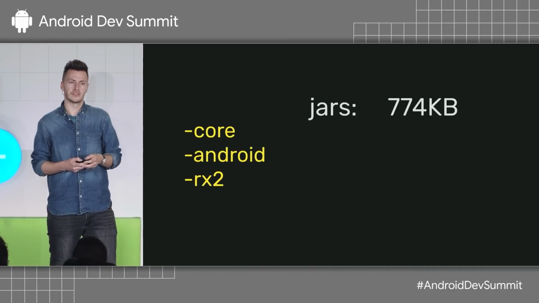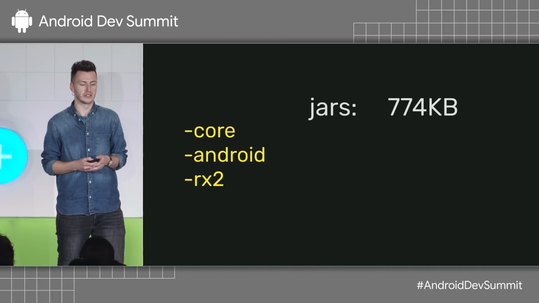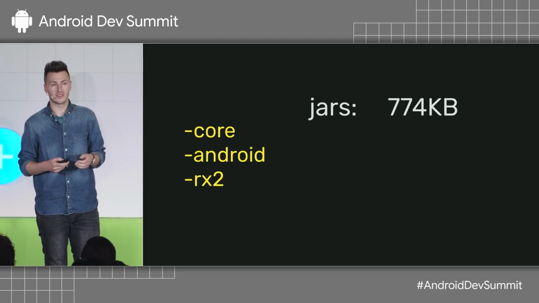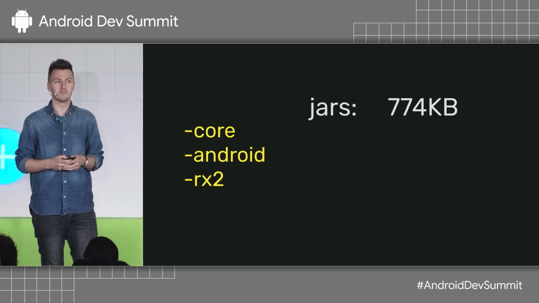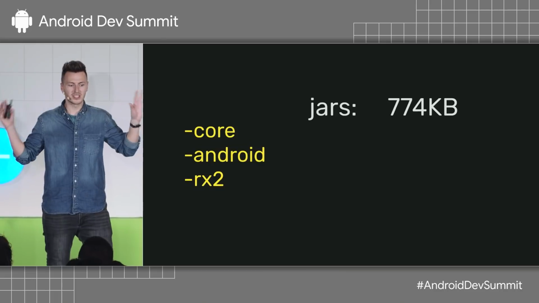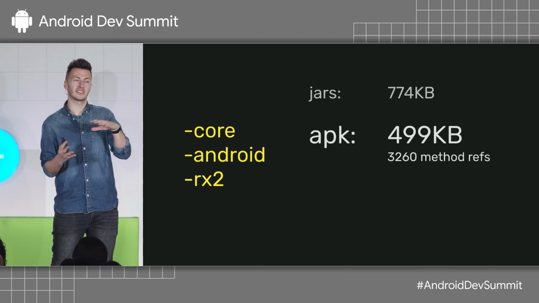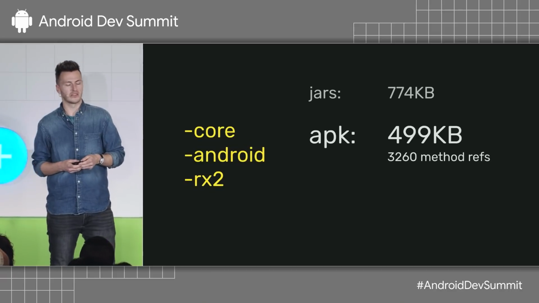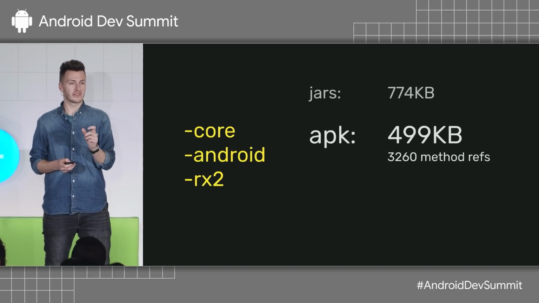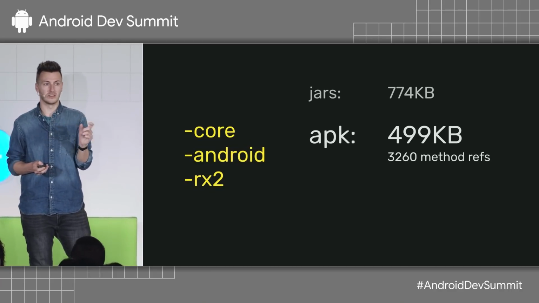Now, if you actually pull down those jar files, just from Maven Central or wherever, they would come to about 774 kilobytes. So that's quite big, and alarm bells should be ringing. But once you actually put that in your APK, it shrinks down because it's packed in, and it comes down to about 500 kilobytes. But the method references are actually still quite high. That's like 5% of your 64K.